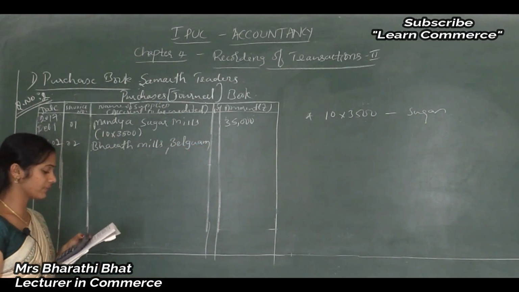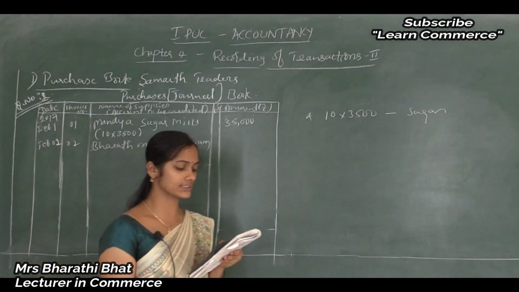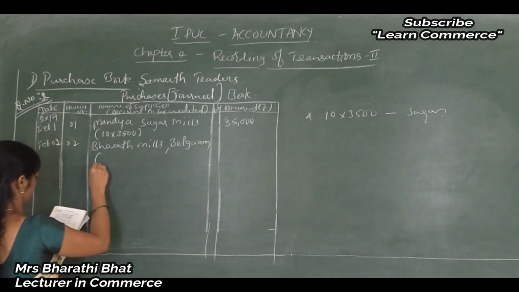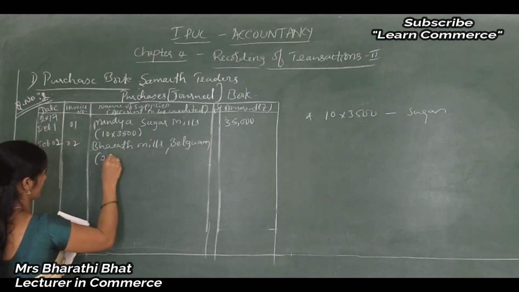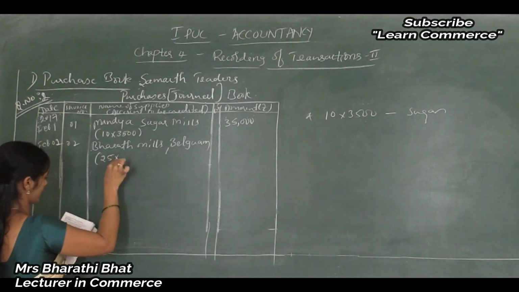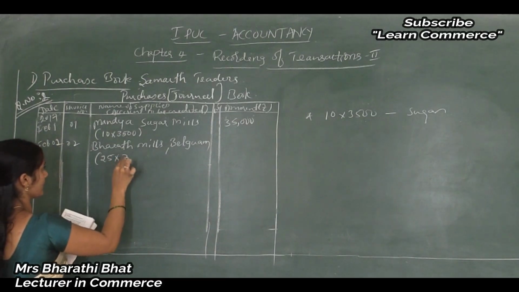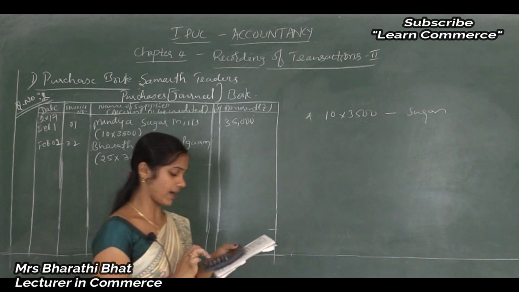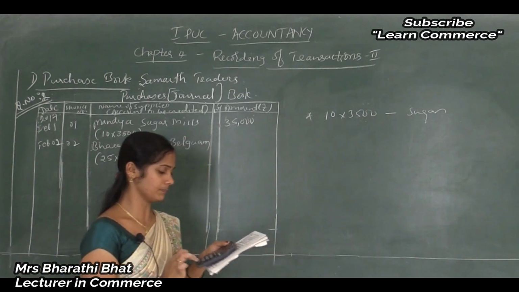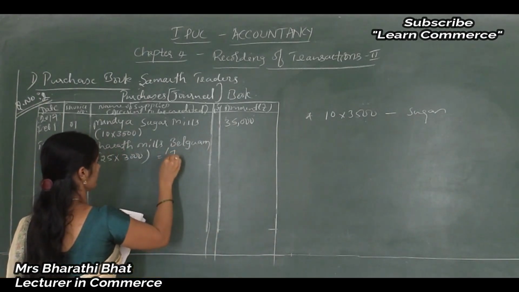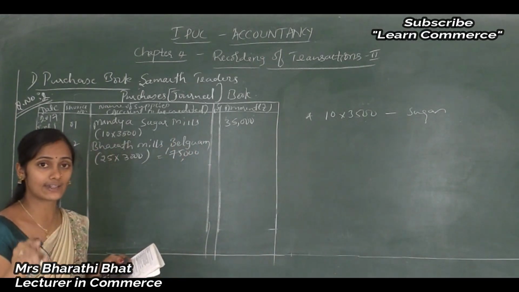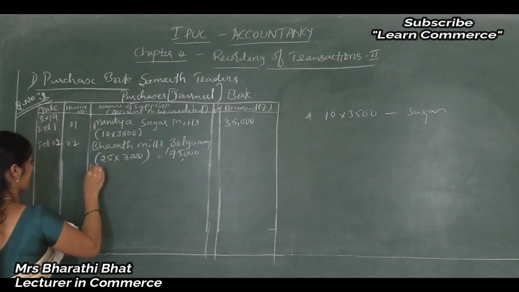What did we purchase? We purchased rice. 25 quintals. Per quintal they paid 3,000. So how much? 25 into 3,000, 75,000. We can't write the amount in the amount column because we have to calculate trade discount like the previous one.